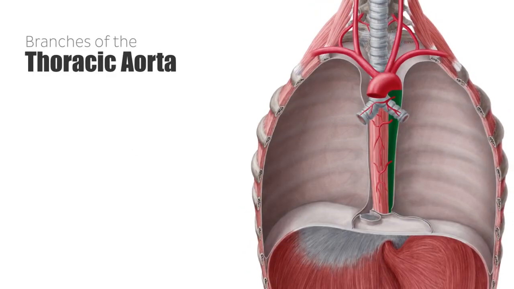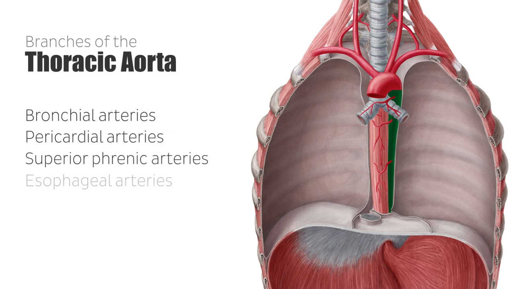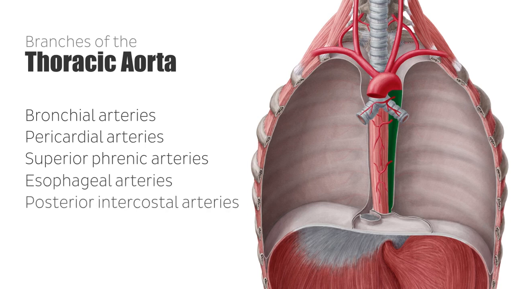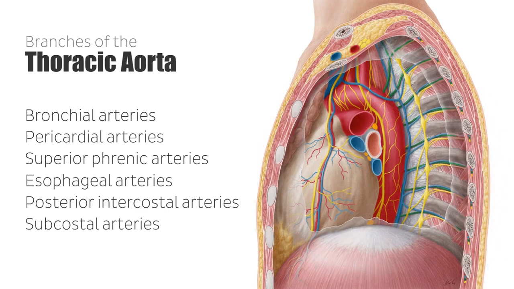The branches of the thoracic aorta include the bronchial arteries, the pericardial arteries, the superior phrenic arteries, the esophageal arteries, the posterior intercostal arteries, and the subcostal arteries. Once again, those branches and the parts they supply.